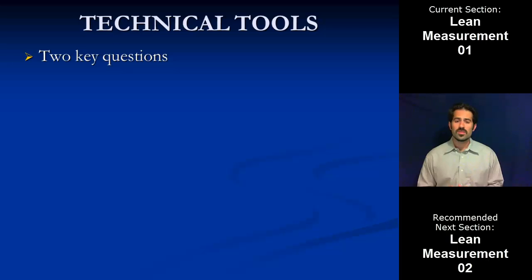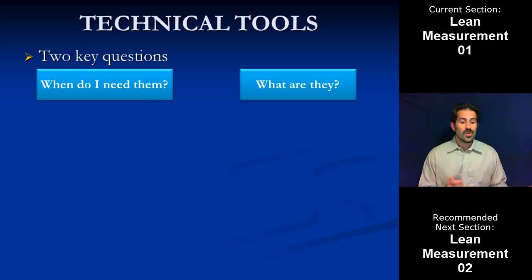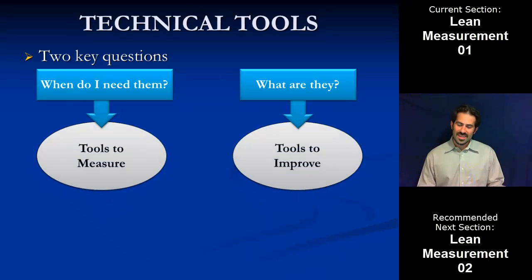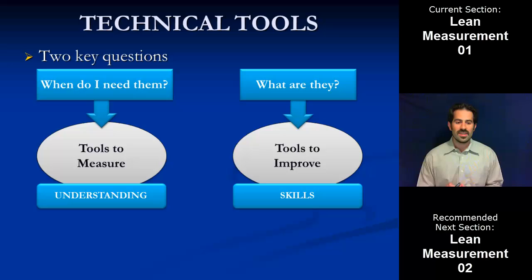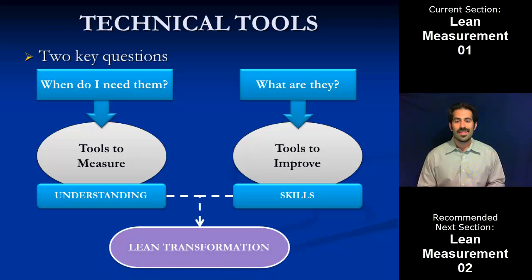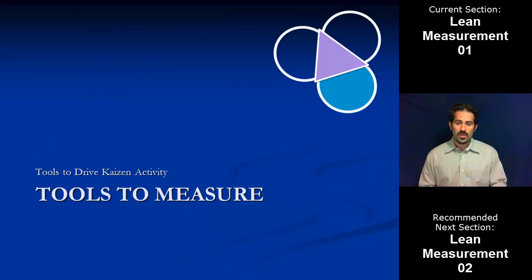So when we talk about technical tools, just like with management, there's two questions here. The first one is, when do you need to use these tools? And the second one is, what are these tools actually? Those two questions correlate to the next two modules: the tools to measure, which is the one we're on right now, and the tools to improve, which is the next module. And those two things, just like in the management module, we've got some symmetry here, correlate with the understanding and skills. When we can put those two things together, that's really when we're able to affect a true lean transformation.